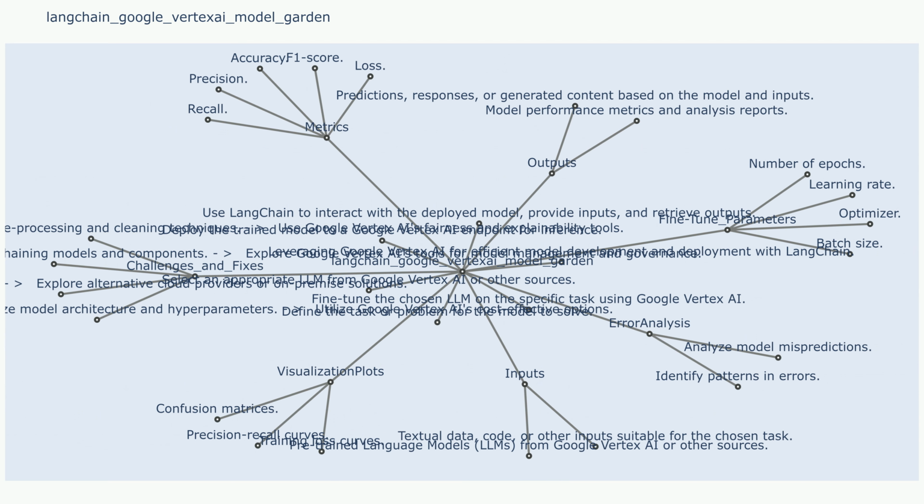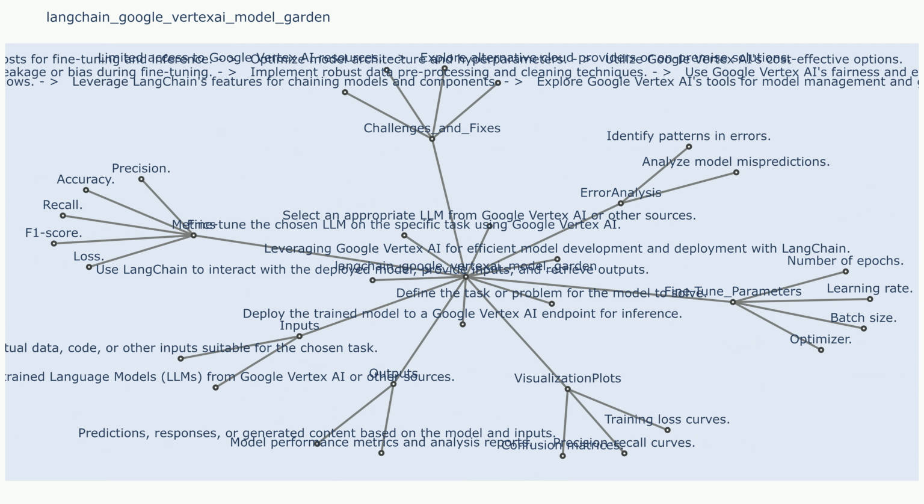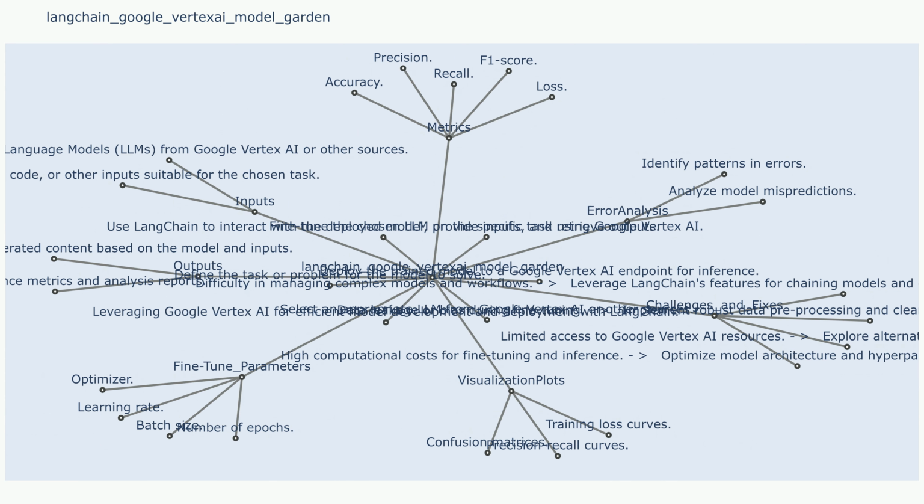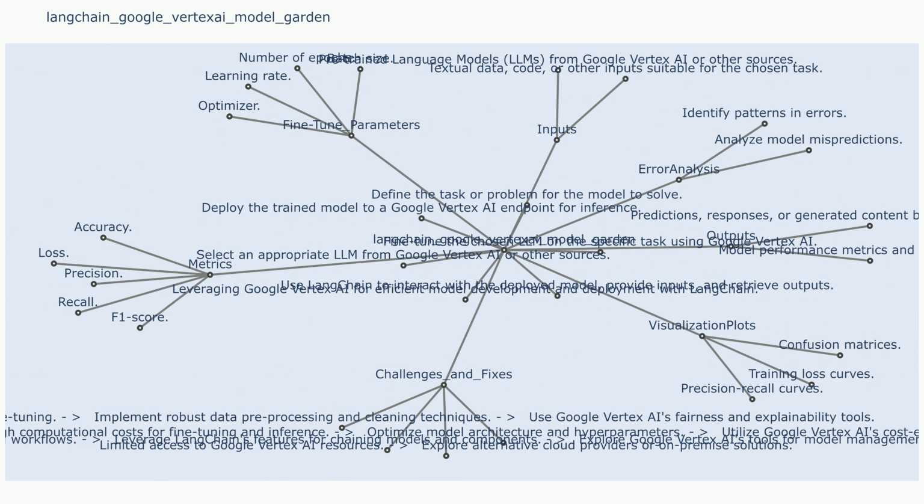Model training: the chosen LLM is trained using the preprocessed data on Vertex AI. The Model Garden provides various training options, including distributed training and hyperparameter tuning, to optimize the training process. Model evaluation: the trained LLM is evaluated using the defined metrics to assess its performance. The Model Garden provides various evaluation tools and visualization capabilities to analyze the results and identify areas for improvement.